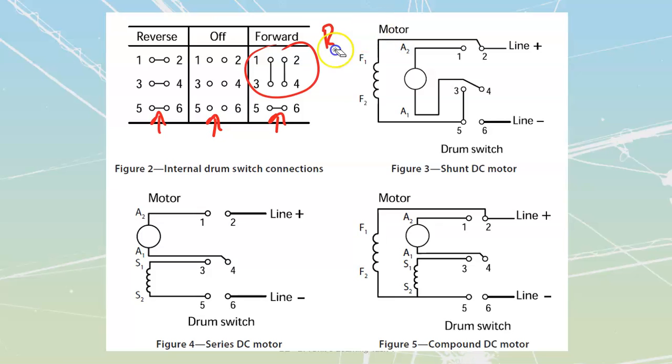Let's take a look at a shunt motor off of this. We'll start with the shunt motor. It's easy enough to take a look at. The first thing that I'm going to note is that I have constant power to my shunt field on one side, this one over here, through my 5 and 6.